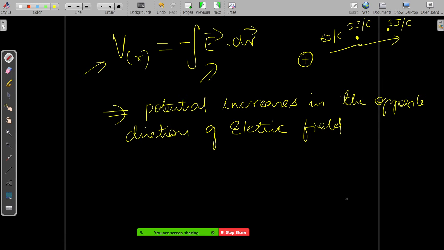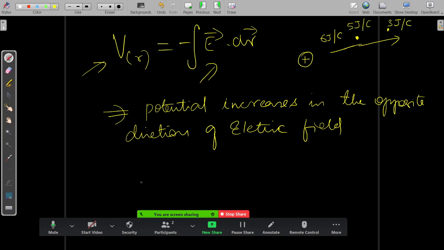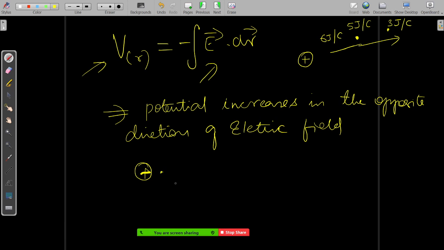You can just remember in this way also. Let's say there is a charge. What is the potential of this charge? The nearer you are to the charge, the higher the potential will be. Correct? So that is what it means basically. So in the direction of the field, the potential will be decreasing.